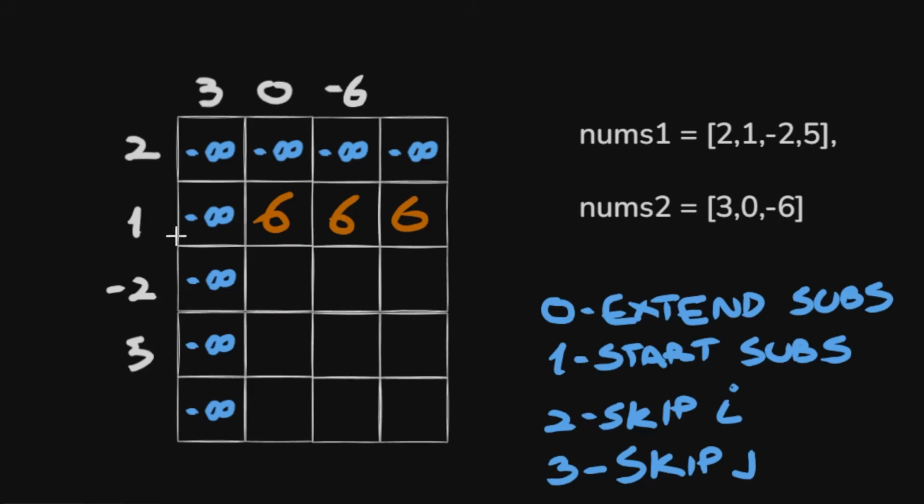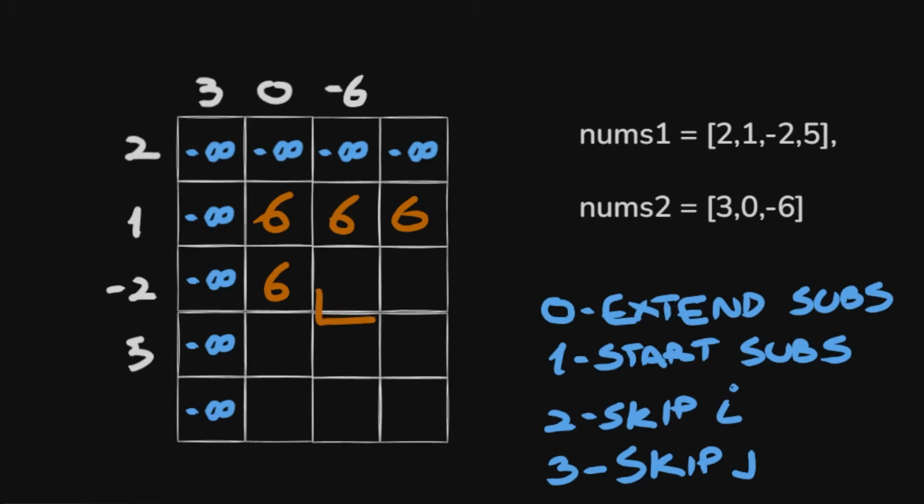For this scenario, we do minus infinity plus 1 times 3, which is minus infinity. For this scenario, we start a new subsequence, so we do 3 times 1, which is 3. For this scenario, we skip I, meaning we are skipping this, so we are looking at this cell. The result here is 6. And for this scenario, we are skipping J, so we are looking at this cell. This is minus infinity. The maximum number here is 6, so this is 6.